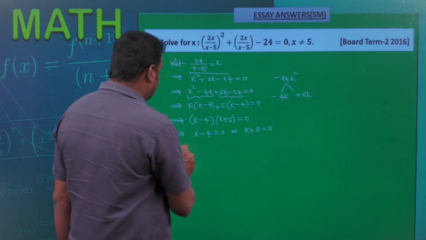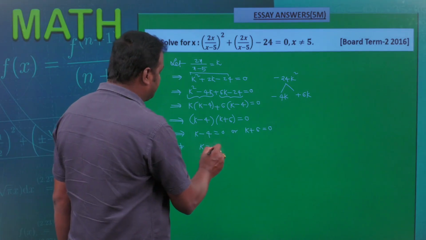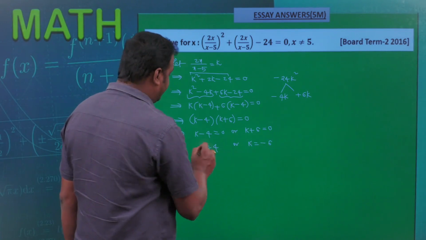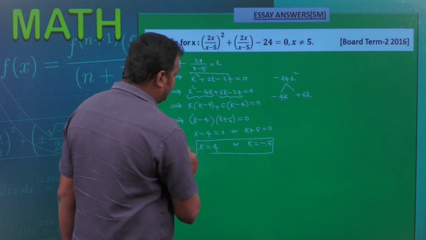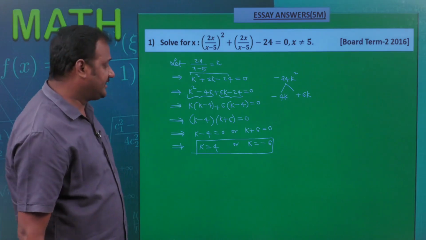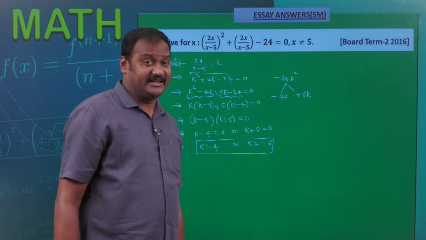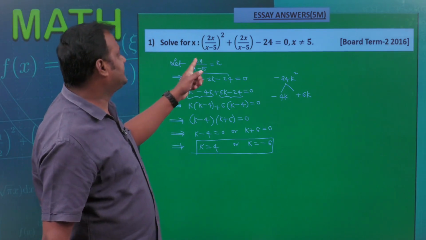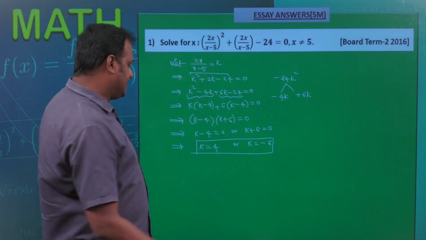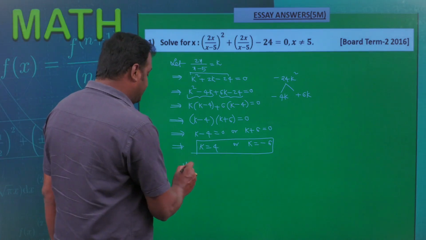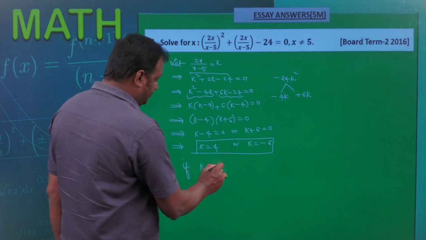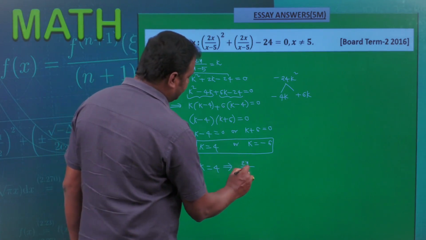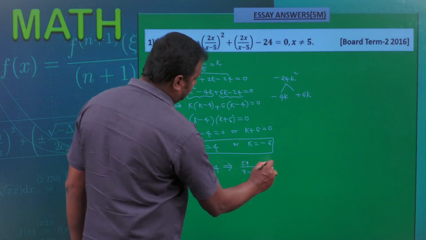If k minus 4 is equal to 0, then k is equal to 4. If k plus 6 is equal to 0, then k is equal to negative 6. Correct? k is equal to 4 or k is equal to negative 6. But k is our creation. What is k? Basically, k is 2x by x minus 5, right? Now, if the value of k is equal to 4, then 2x by x minus 5 is equal to 4. Okay?